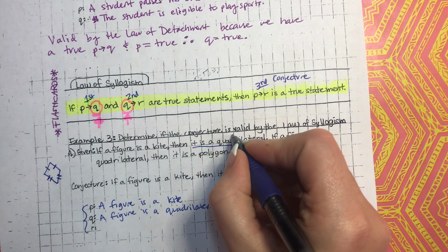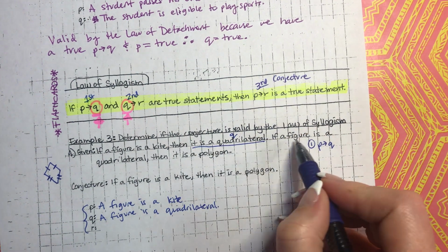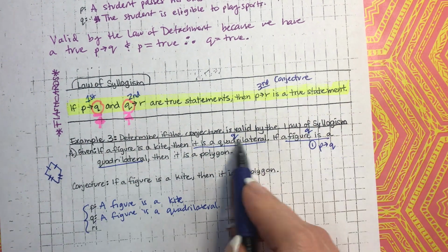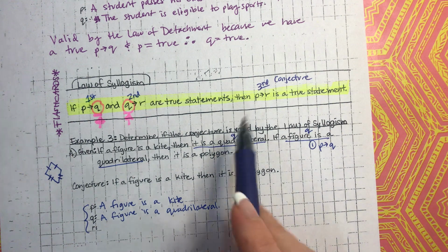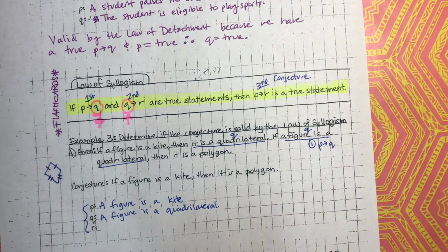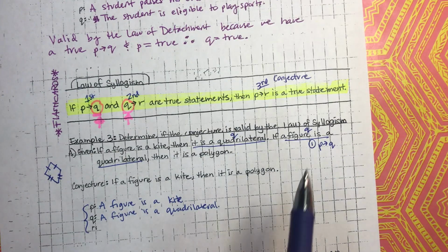So this is our Q, right? If a figure is a quadrilateral, this has to be our Q. So it has to be like a sandwich. The Qs have to be a sandwich. The Q has to be at the end of the first sentence here, and then the beginning of the second sentence here. Okay, perfect.